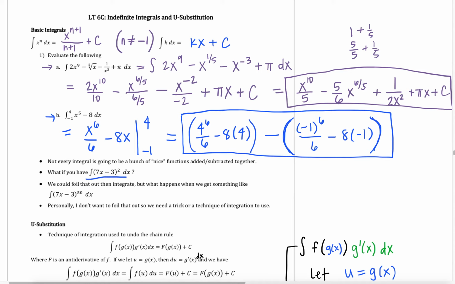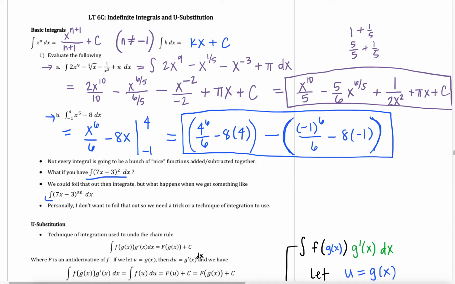where I have the integral of 7x minus 3 squared dx? Well, one option I could do is I could just FOIL that out. I could multiply 7x minus 3 times 7x minus 3, multiply everything out, and just get left with 3 different terms, which I can then each integrate individually. That's not too bad to do.